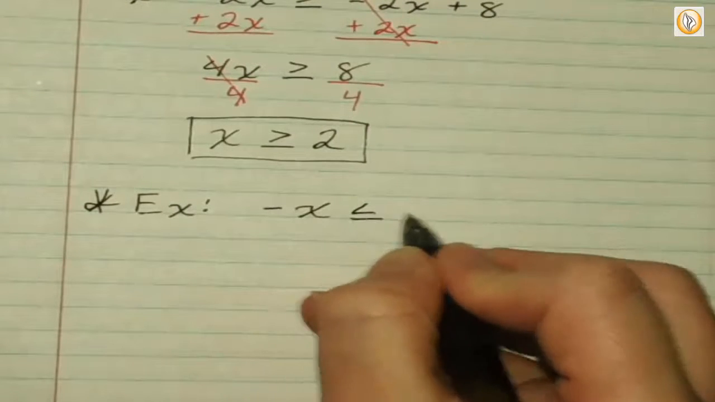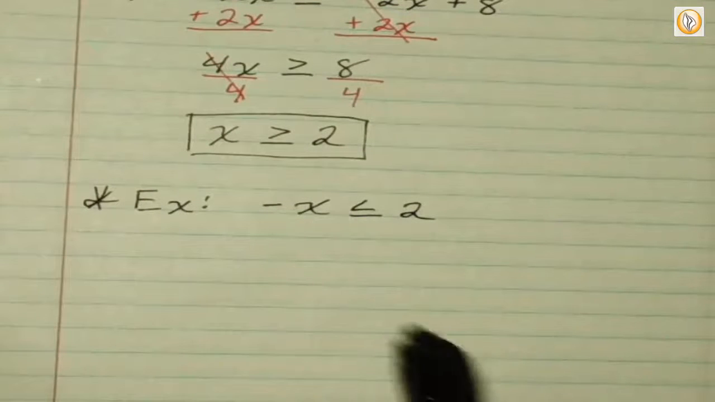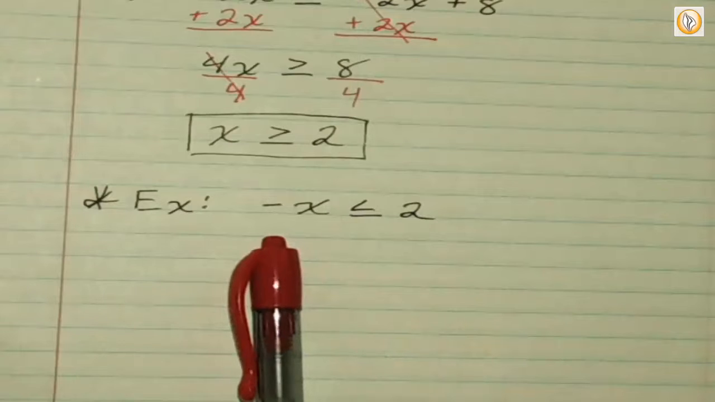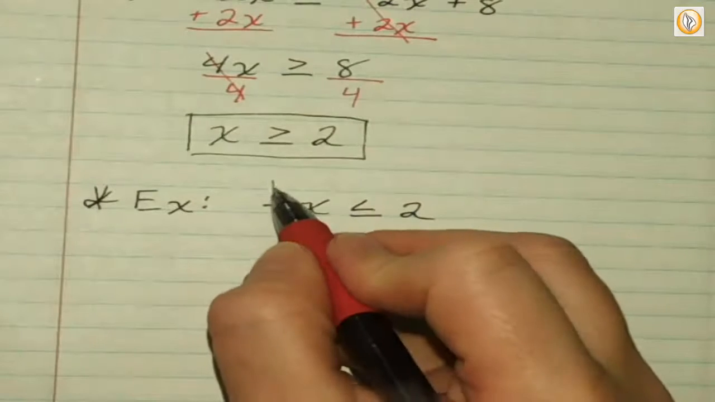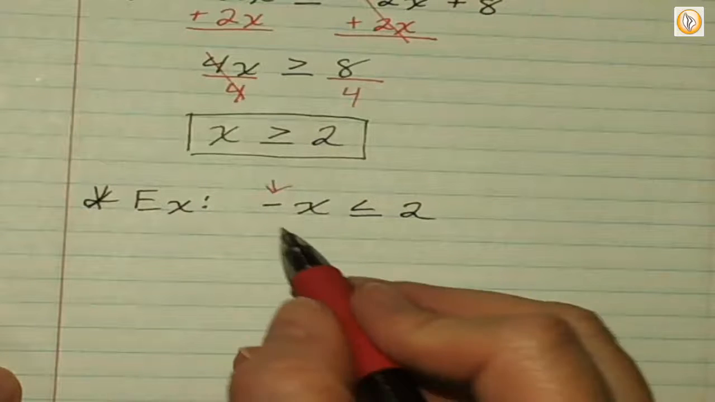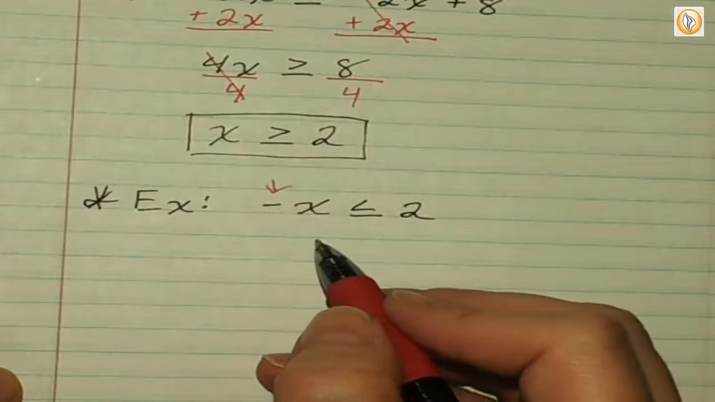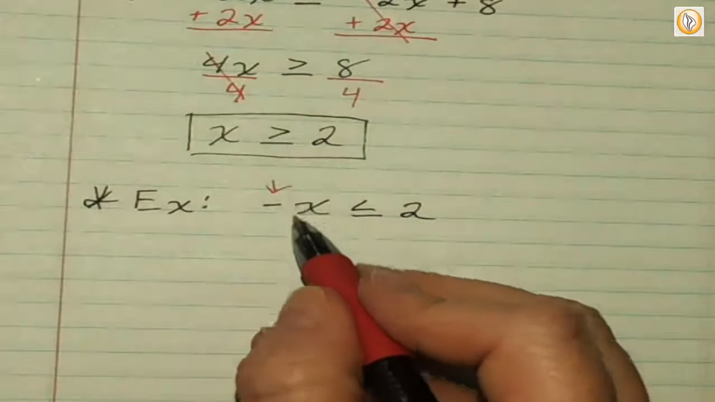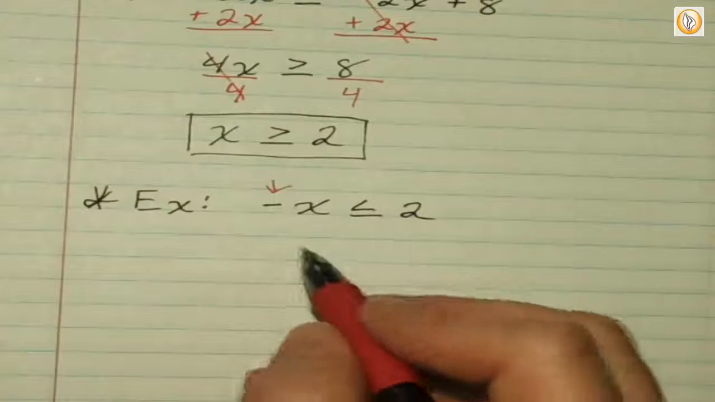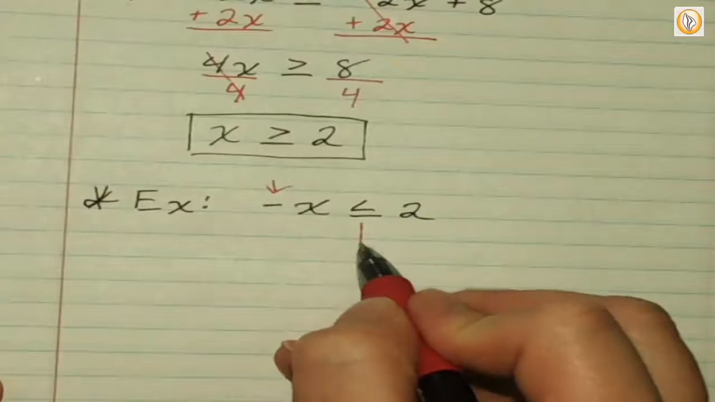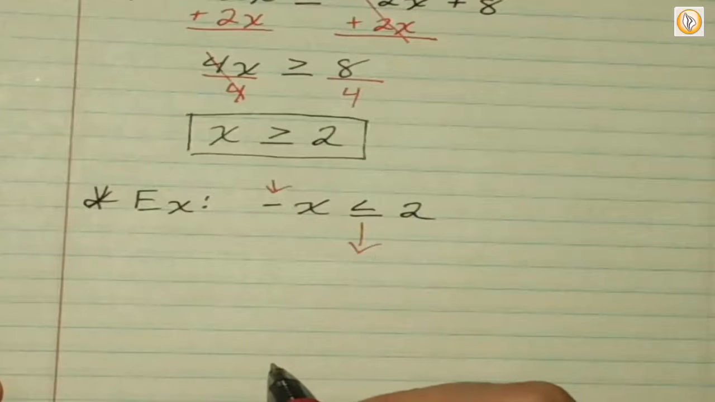-x is less than or equal to 2. Can I have a negative right there? No. No way, Jose. You can't have that. So what that's basically saying is that we're going to have to get rid of that. It is basically dividing both sides by -1. Remember, if we don't have a number here, we pretend it's 1. So we have to get rid of this. So when we do that, we have to also flip the sign.